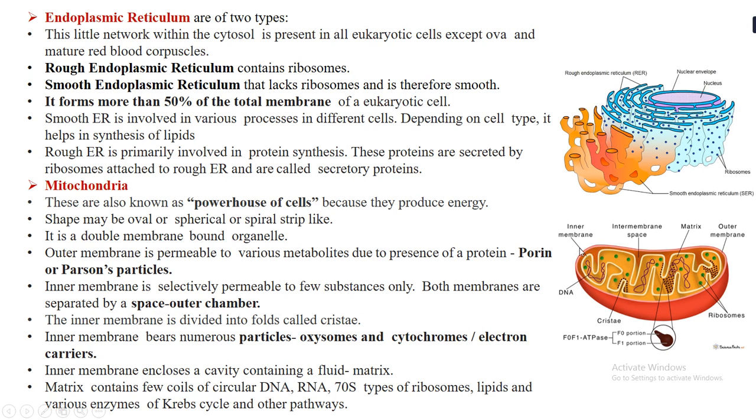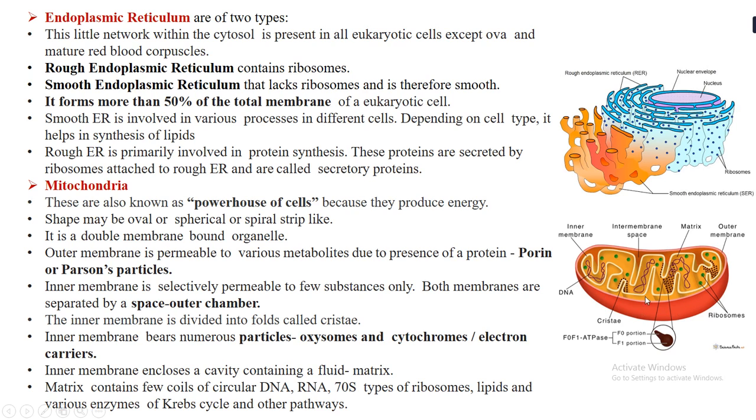You have to remember this again. The outer membrane of the mitochondria is completely permeable to various metabolites due to the presence of protein, and these proteins help the metabolites to get inside the mitochondria or go out of the mitochondria. And the inner membrane is selectively permeable only for few substances. It is not completely permeable.